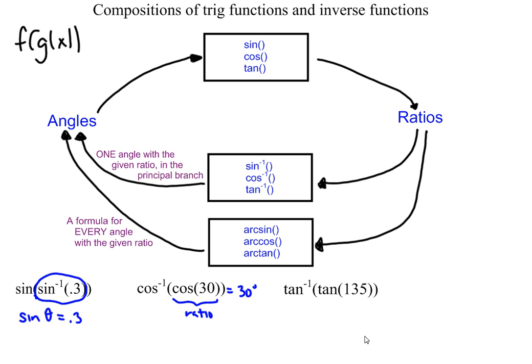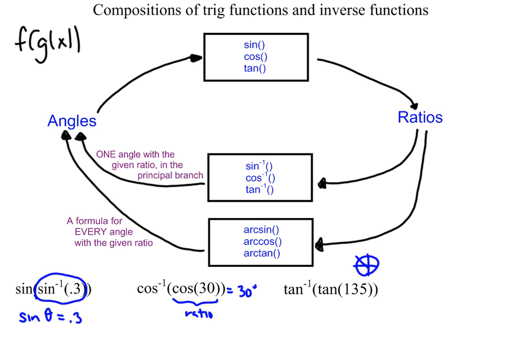If I do tangent of 135, right? So again, I'm starting up here. I take 135 degrees. I put it into tangent. What comes out is the ratio that goes with tangent of 135 degrees. And let's actually think about that on the unit circle. That's the whole problem. Tangent of 135, on the unit circle, right?